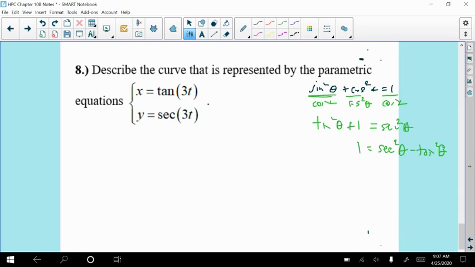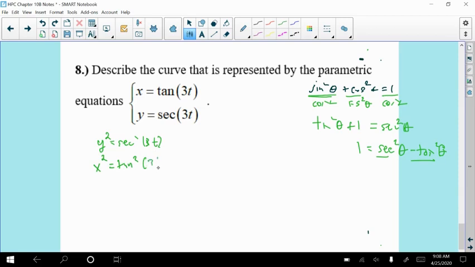So when I square these, I'm not going to add them. I'm actually going to subtract. I want to make sure I do secant squared minus the tangent squared. So when I square this, I'm going to get y squared equals secant squared 3t. For some reason on this side of the screen, it seems to be better. So y squared, as soon as I said that, look what happened. Not better. And then when I square this one, it's x squared equals tangent squared of 3t.